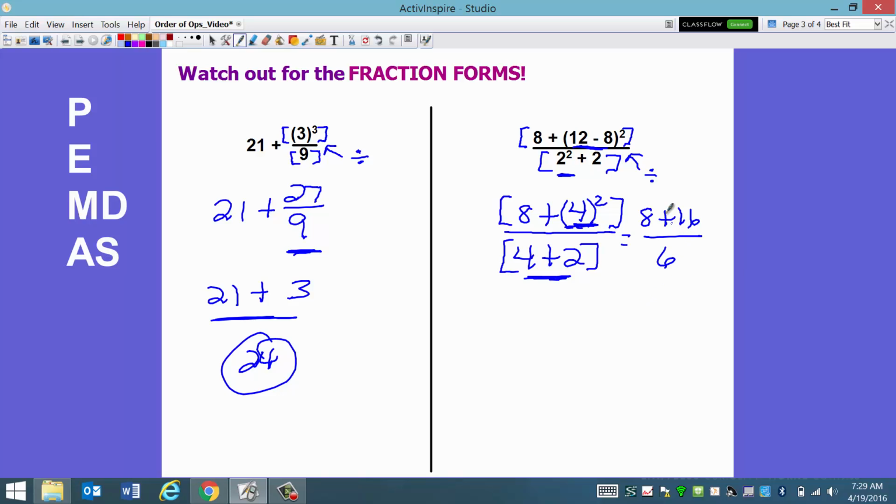Okay, we're almost there. We still have operation in the numerator, so we need to do that first. 8 plus 16 is 24. No other operations in the denominator, so I can just rewrite that. And finally, I get to do my division. 24 divided by 6 is 4.